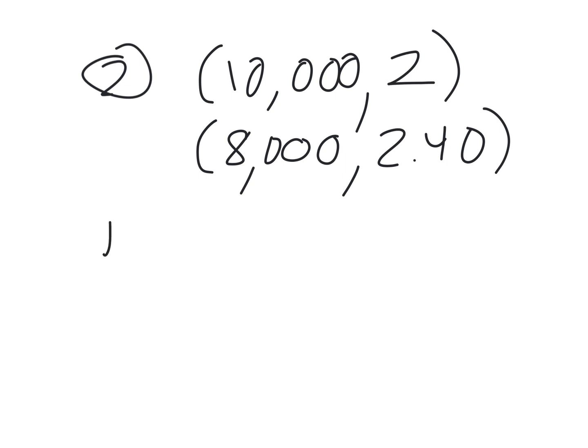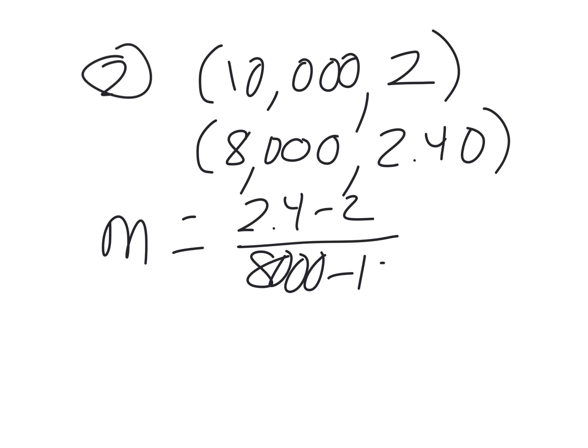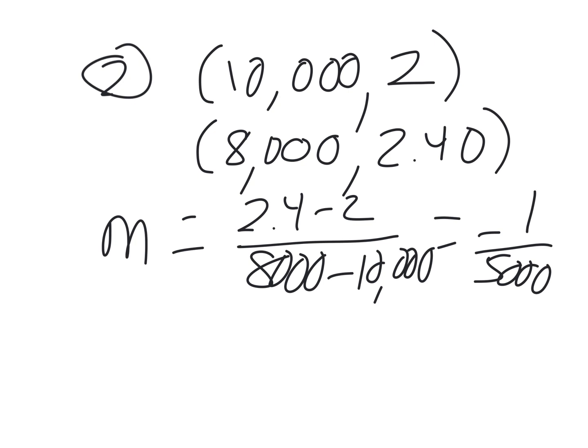So to find the slope, you would do the change in y, so 2.4 minus 2, over the change in x, which is 8,000 minus 10,000. Simplifying that, that's 0.4 over negative 2,000, which is negative 1 over 5,000. Again, I didn't design these problems to be calculator friendly, so I would have imagined nicer numbers to work with.